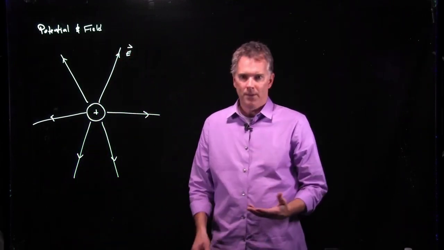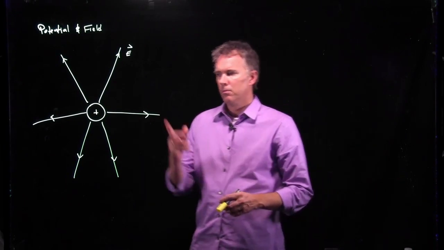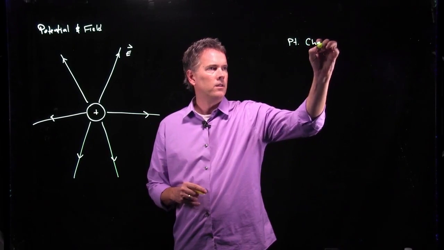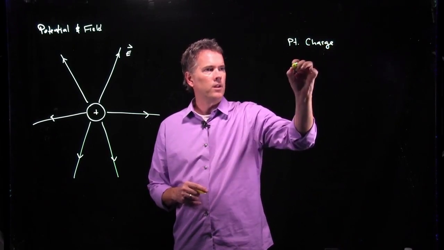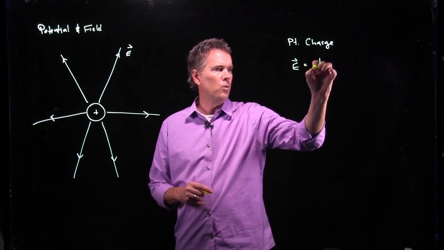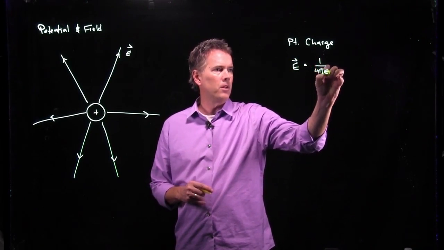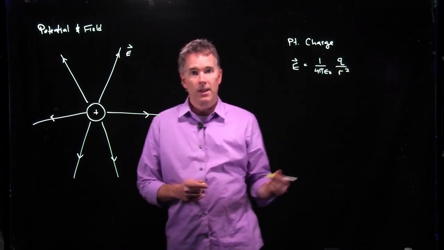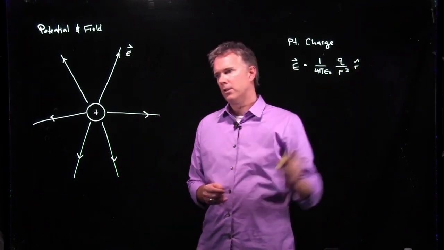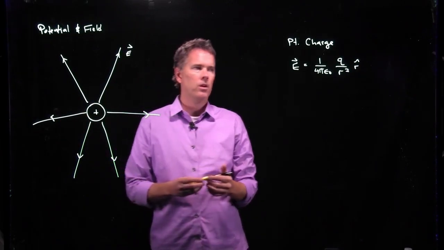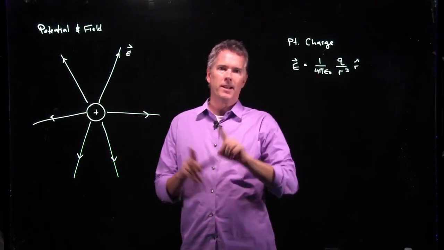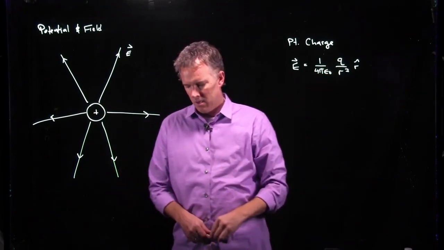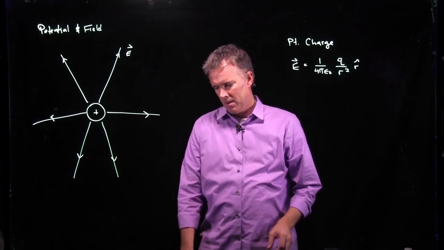Now, we know what the electric field of a point charge looks like. It looks like this. E is equal to 1 over 4 pi epsilon naught Q over r squared, and then it's in some r hat direction. Okay, that's radially outward. So if it's a positive charge, they're radially outward. If it's a negative charge, they're radially inward. Okay, but what about potential?